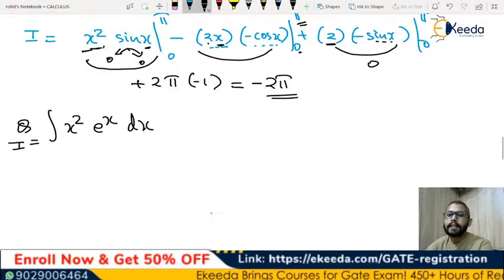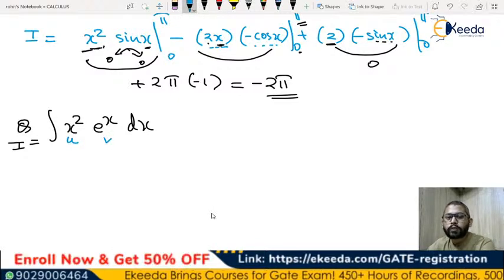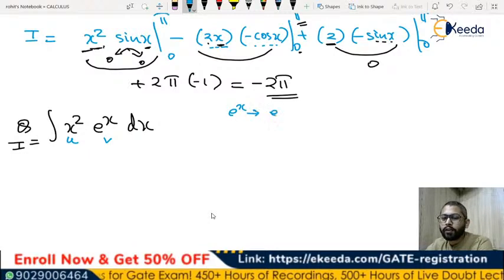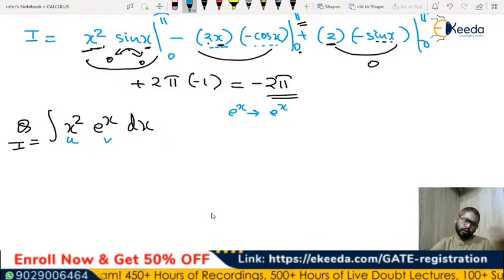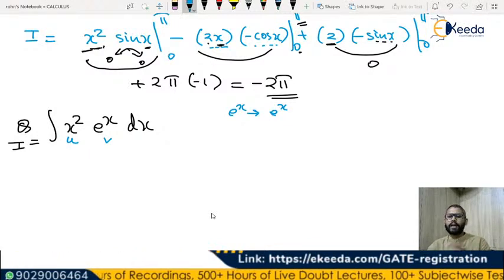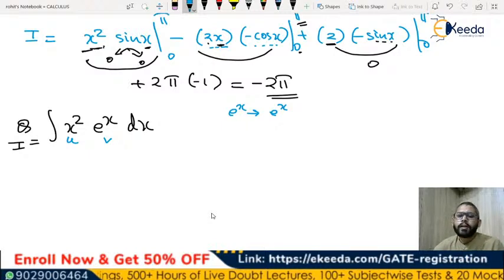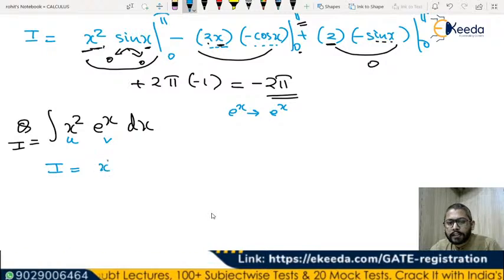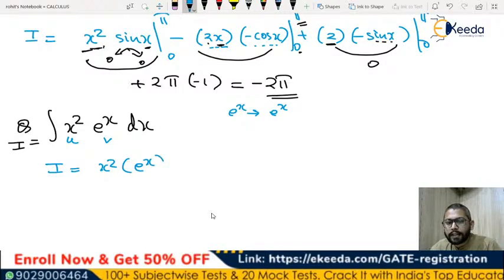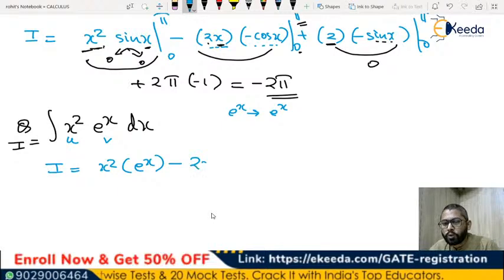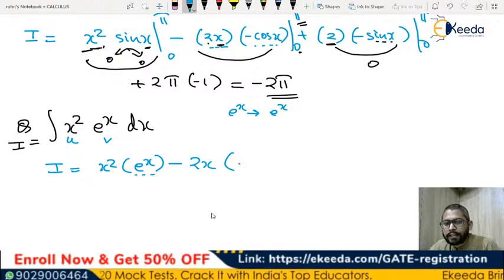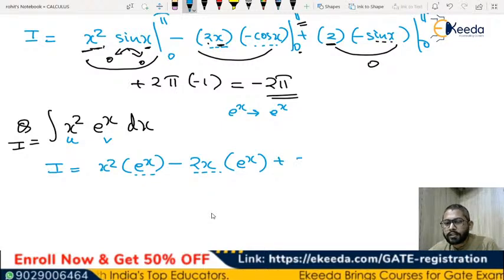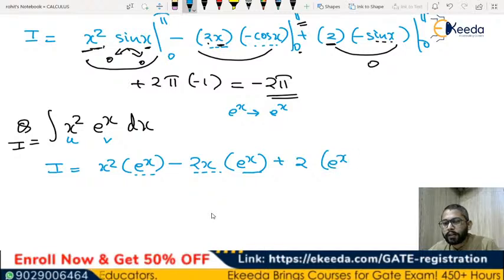So again, what you can see is, you can take this one as u and this one as v, and of course there is a good thing about v, that integration of e^x will always be e to the power of x. If it would have been e^(-x), then there would have been alternating changes of sign. So the integration is going to be what? The first one is u, so this is x square, integration of e to the power x remains like that, minus differentiation, so 2x, integration of this is e to the power x, then plus differentiation of this as 2, and integration of this is e to the power of x.